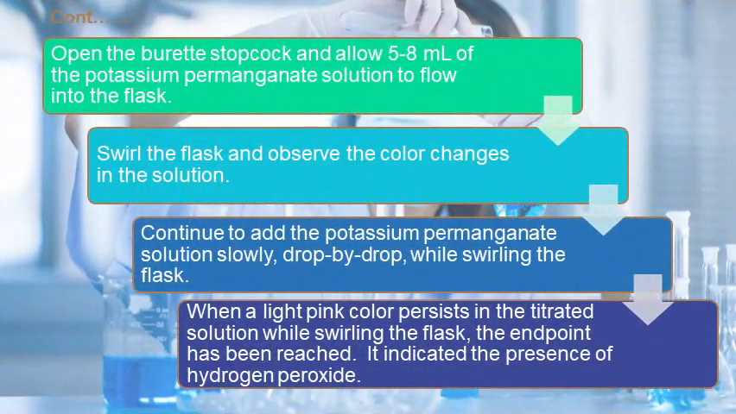Then we have to open the burette stopcock and allow 5 to 8 ml of the potassium permanganate solution to flow into the flask. Swirl the flask and observe the color changes in the solution. Continue to add the potassium permanganate solution slowly, drop by drop while swirling it, and when a light pink color persists in the titrated solution while swirling, the endpoint has been reached and it indicates the presence of hydrogen peroxide.